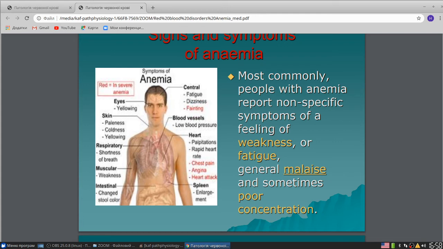Muscular weakness is typical probably for iron deficiency anemia. In the intestine, change of stool color characterizes hemolytic anemia. Respiratory system changes are typical for all types of anemia; it can be shortness of breath. In the skin, generally paleness, coldness, and yellowish color due to hemolytic anemia.